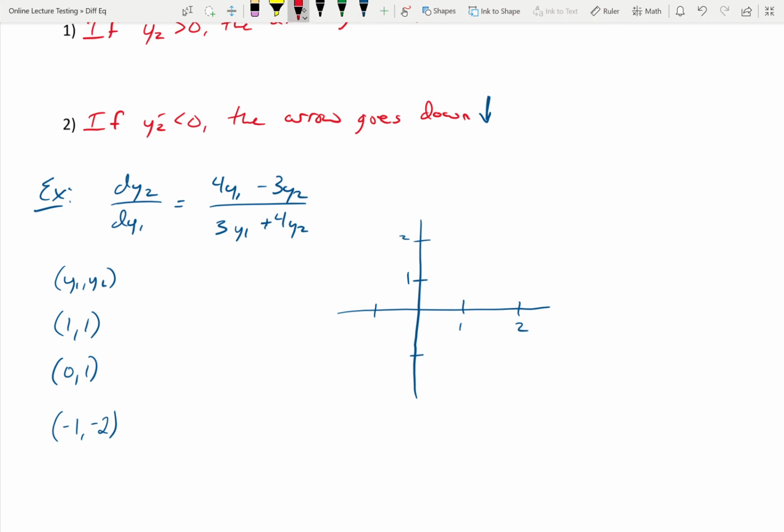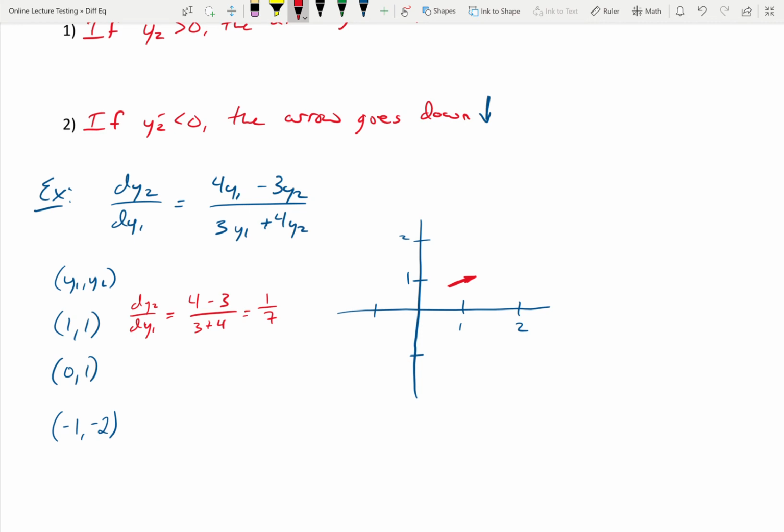When I look at dy/dx at y1, when I plug in 1, 1, I'm going to get (4 minus 3) over (3 plus 4). So I'm going to get 1/7. All right. Notice that the numerator and the denominator are both positive. So that means it's going to go up and to the right. So at the point 1, 1, we have a slope of 1/7. I'm going to try to exaggerate this as much as possible so that you can see. So our line segment would look something like that.